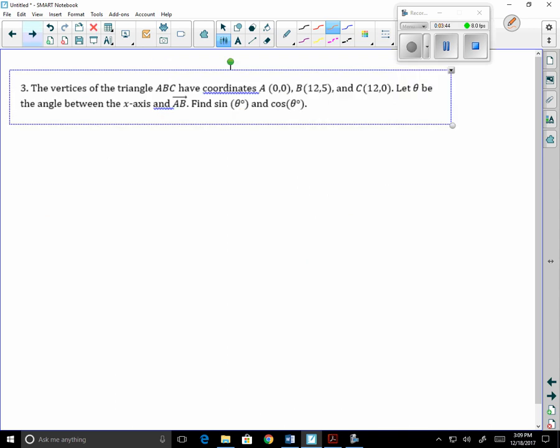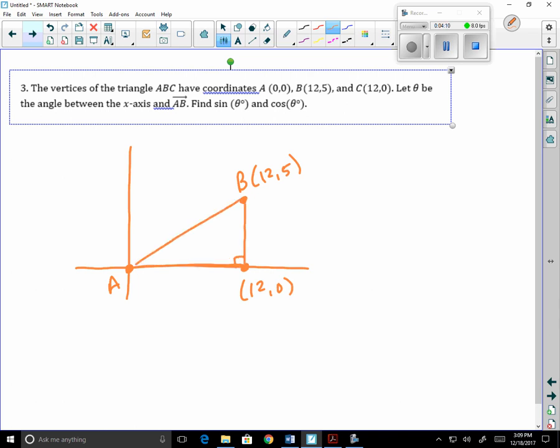Let's go to 3. 3 tells us that the vertices of a triangle are connected by the coordinates, and it gives us 3 coordinates. So if we just make a quick sketch here of what that looks like, it doesn't have to be perfect. I know A is here at 0, 0. B is at 12, 5. And C is at 12, 0. This creates a right triangle with sides of 12 and 5. And the hypotenuse is 13. That's a Pythagorean triple. If you're not sure where that comes from, just do this, and it'll give you 13.